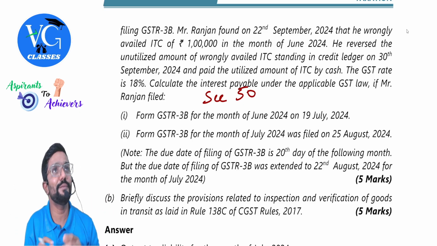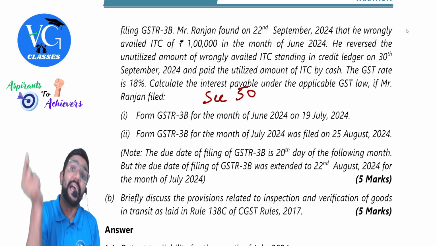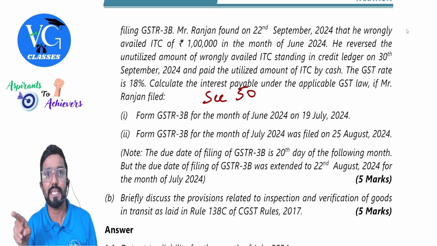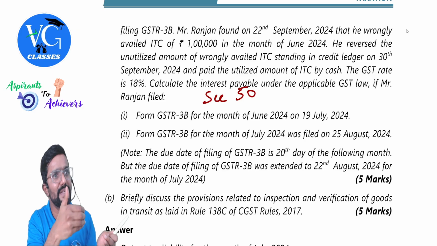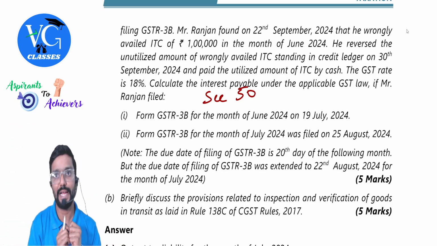Utilizing date. Availing means what? Sir, it came and sat in my electronic credit ledger. Did I use it? No. Interest will start from the day I used it, which is nothing but utilization. Availing is different, utilizing is different. Hope you are understanding. Availing means I got it. Using it means I'm adjusting it against output tax.